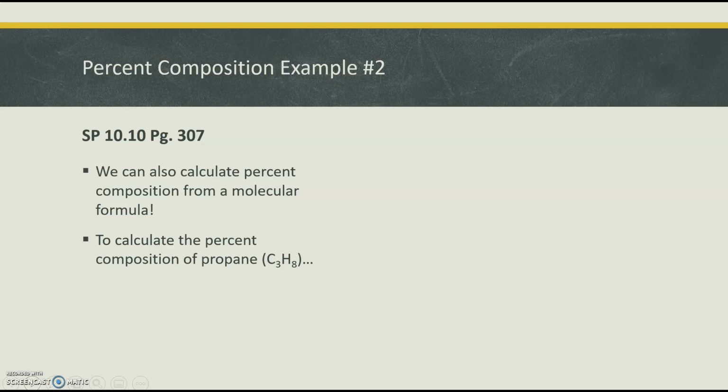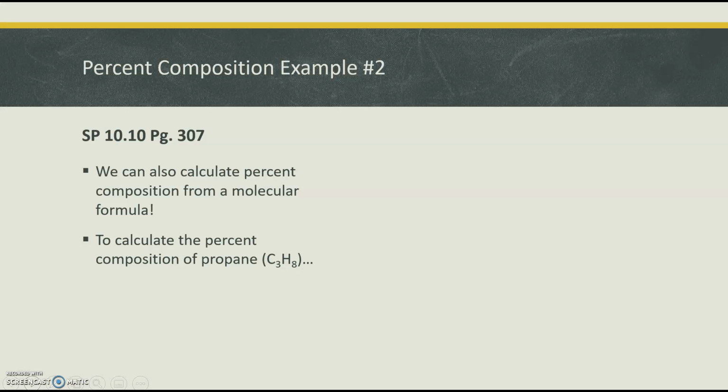All right, this is example number 3. In this example, we can calculate percent composition from a molecular formula. So we're going to walk through how to do this with propane. Propane is C3H8. In this case, we have to use the molar mass of propane as our total mass.